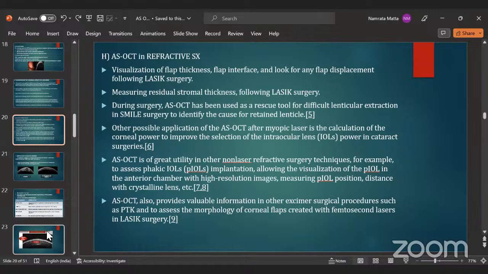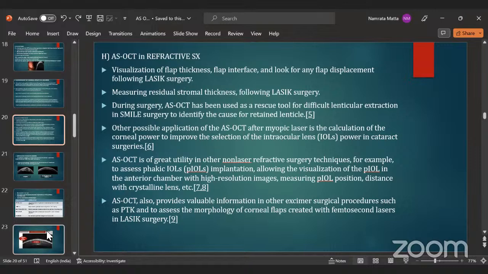During the surgery, if we have intraoperative OCT, it can be a rescue tool in case of lenticular extraction, in case of SMILE surgery. We can see the site of the retained lenticule, also the difficult place to take the lenticule. If there is any scar or thickness, we can assess that intraoperatively on the table. Post laser, it can be used for corneal power evaluation if we have to implant an IOL. In non-laser refractive surgeries like phakic IOL, it helps in visualization of the IOL, also the vault and the distance from the intraocular lens we can see.